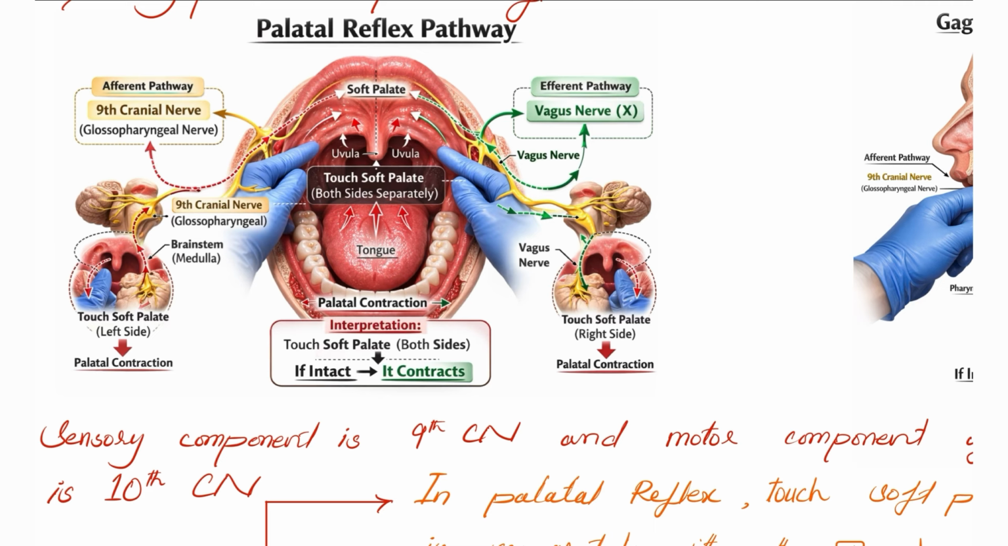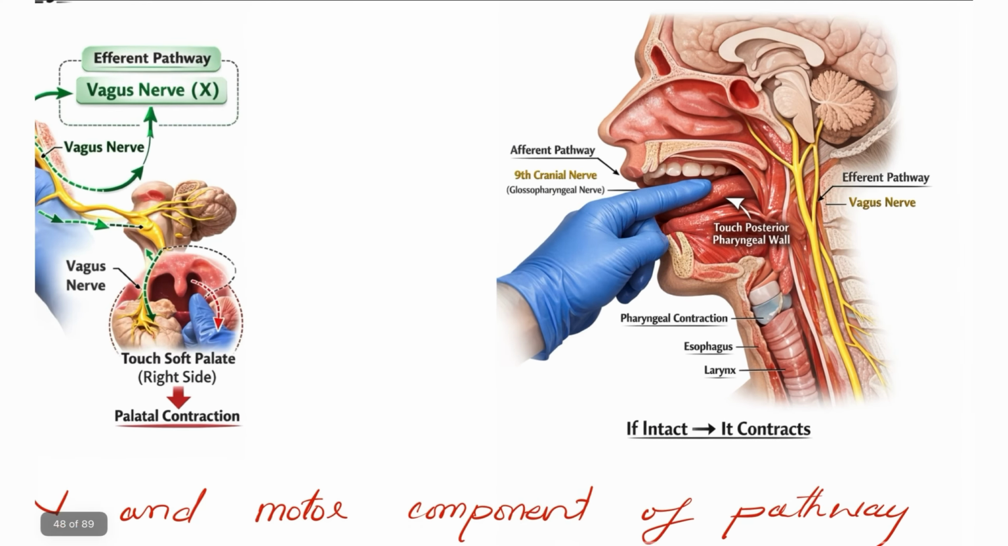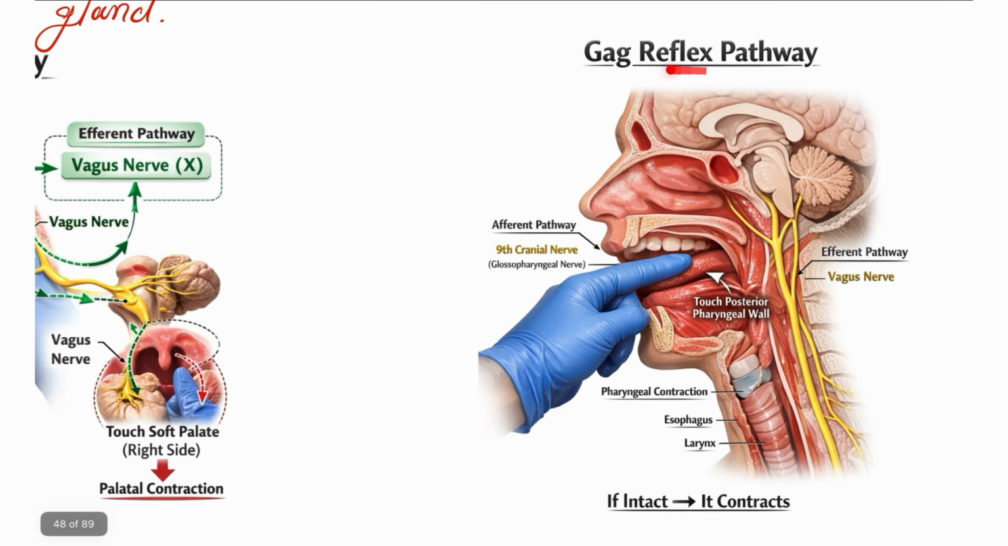In a similar way, the gag reflex pathway is also used to evaluate the integrity of function of the glossopharyngeal nerve. Touch with the help of cotton or wool the posterior pharyngeal wall on each side separately, and if there is contraction, it means that the reflex pathway is intact. In the gag reflex, the efferent pathway is the vagus nerve and the afferent pathway is the glossopharyngeal nerve.